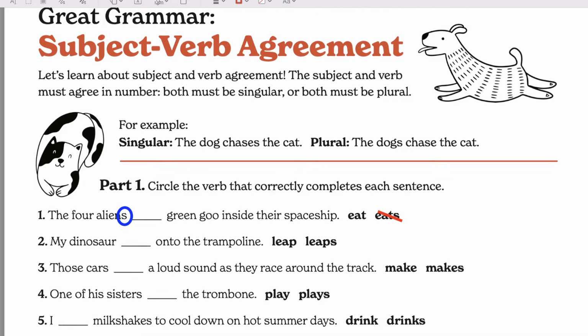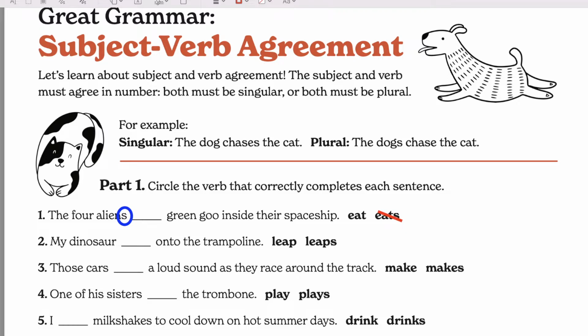So subject verb agreement. Let's learn about subject and verb agreement. The subject and verb must agree in number. Both must be singular or both must be plural. For example, the dog chases the cat. It's a singular subject, but it has an S on the end of the verb, almost making the verb look plural, doesn't it? That's the rule there.